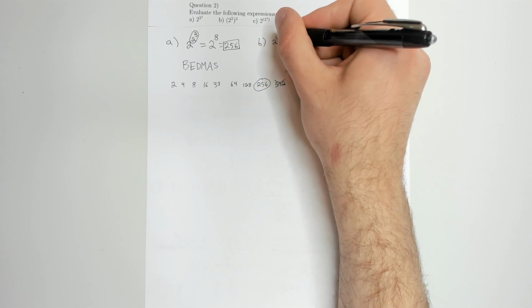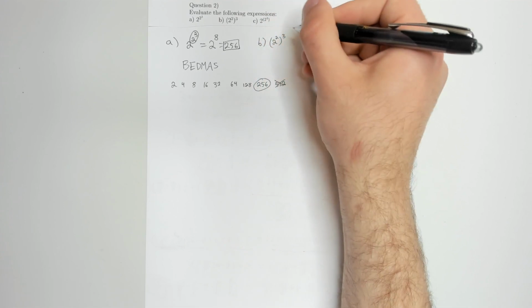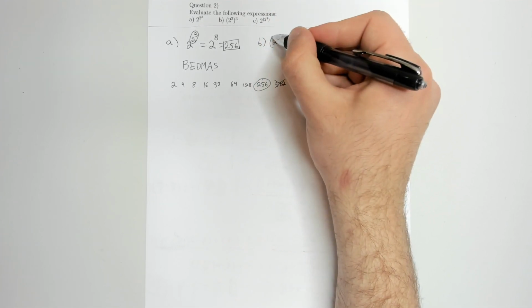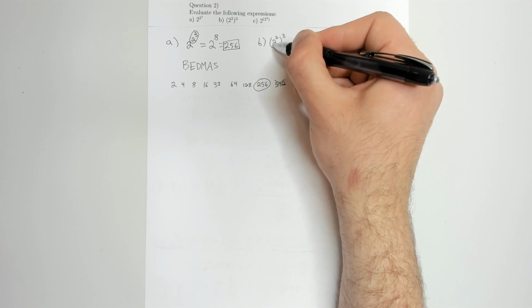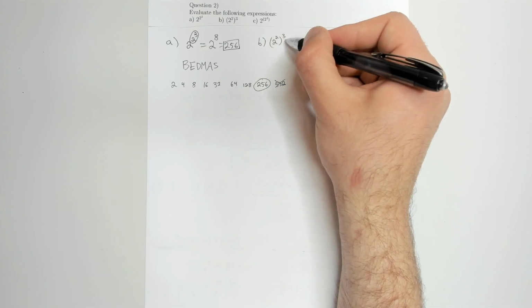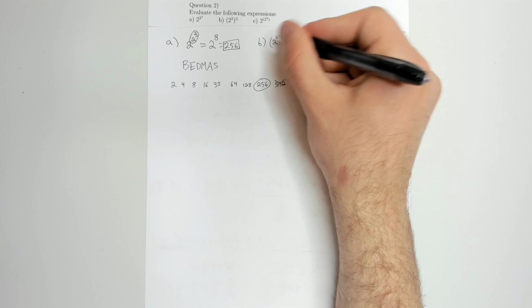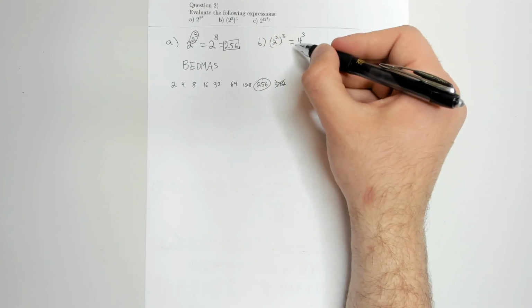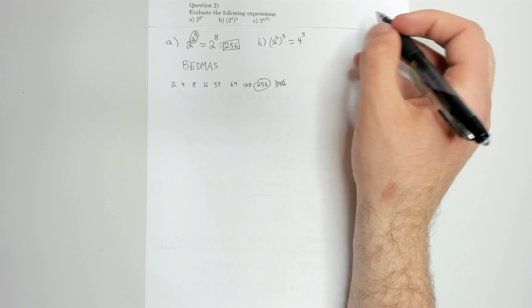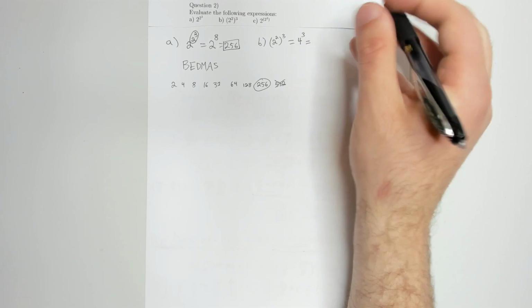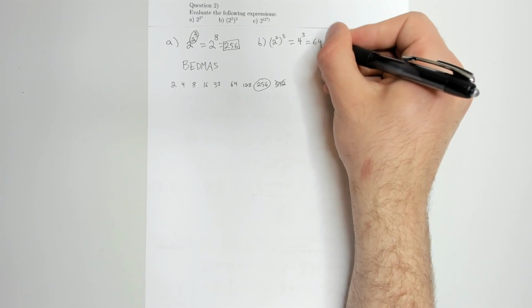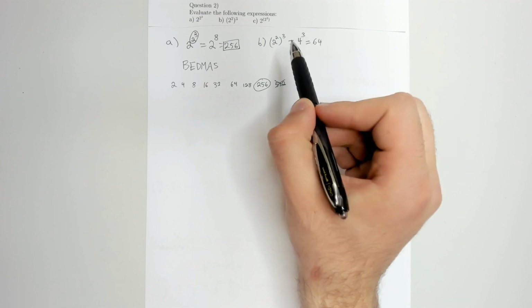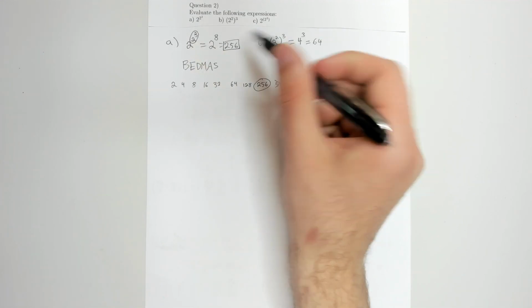Here we have 2 squared to the power of 3. So because we have parentheses, we're going to actually be evaluating this 2 squared piece first, and then adding the power of 3 after. So 2 squared, that is 4. And then adding our power of 3, this becomes 4 to the power of 3, or 4 times 4 times 4. And that, you'll find, is going to be 64. So we get two very different answers because we're evaluating it differently.